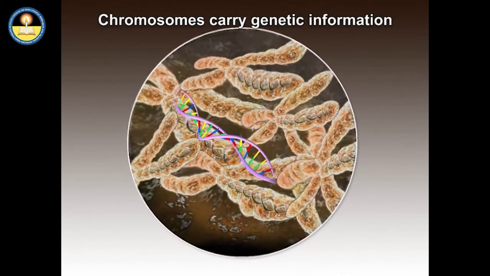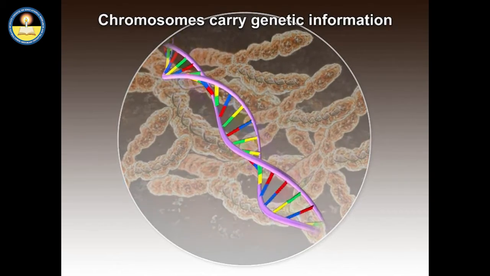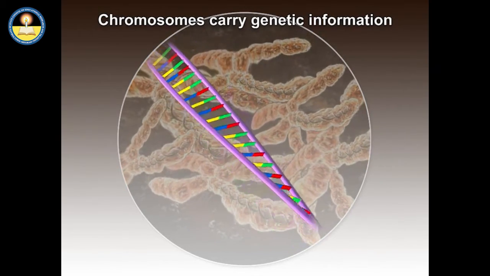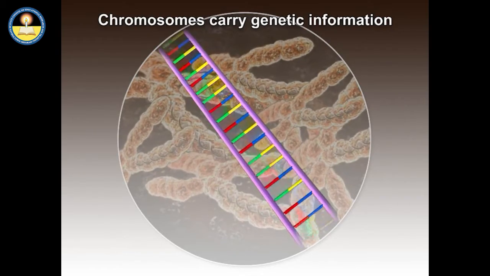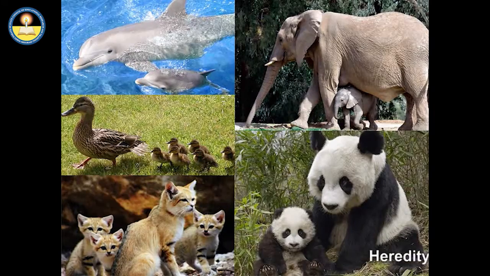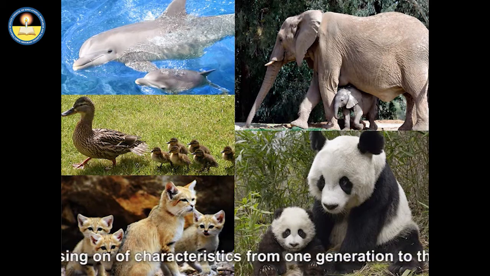Chromosomes are made from long, coiled molecules of DNA. DNA contains genetic information which is carried from the parent to the offspring. Heredity is the passing on of characteristics from one generation to the next.